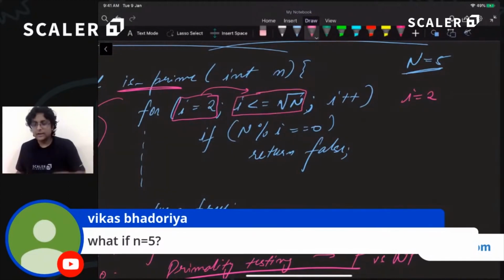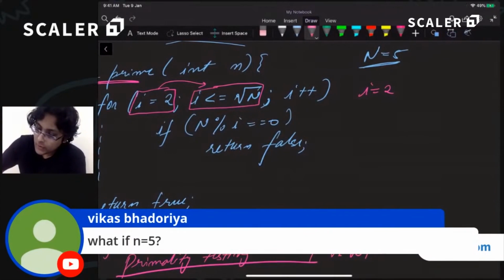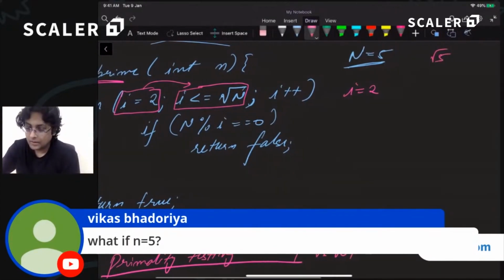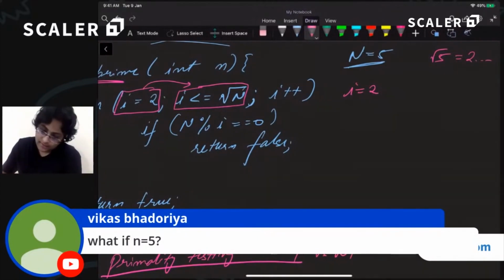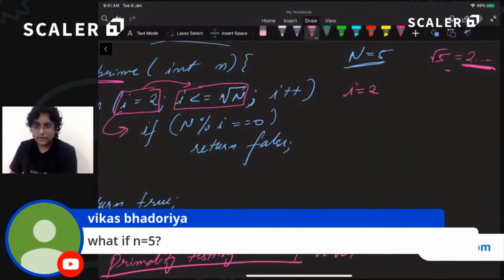That is how a for loop works. We initialize, we check the condition, we go inside the block, we increment, and we check the condition again. So we will check this condition. Well, what is the square root of 5? The square root of 5 is 2 point something. Let us suppose that we are doing integer things over here. So 2 is less than or equal to 2.5, so we will go inside. We will check, is n divisible by 2?